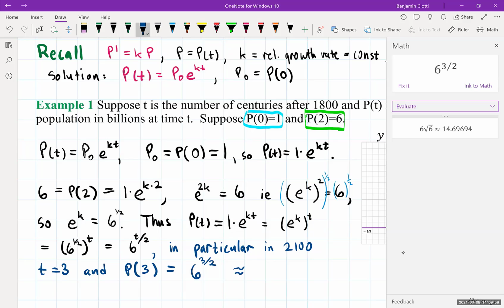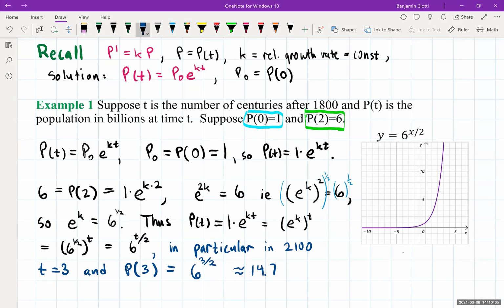So that's about 14.7 billion people predicted to be on planet Earth, according to this model, in the year 2100. That's a lot, okay? Right now we've got coming up on 8 billion, I think. So if you think traffic's bad now, wait till there's 14.7 billion people.